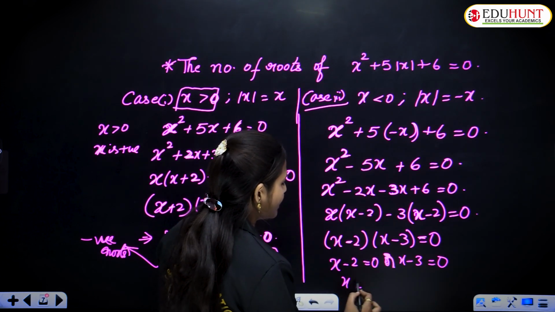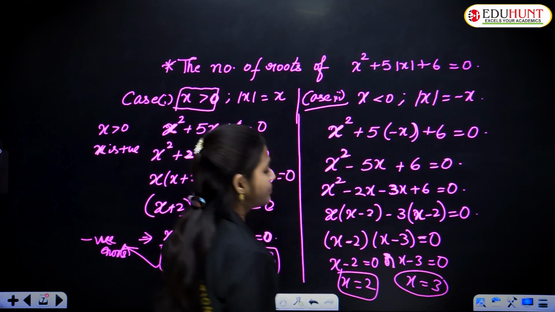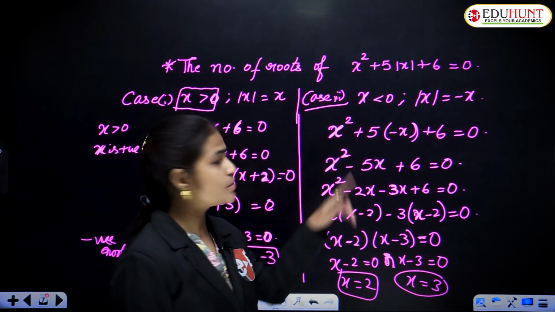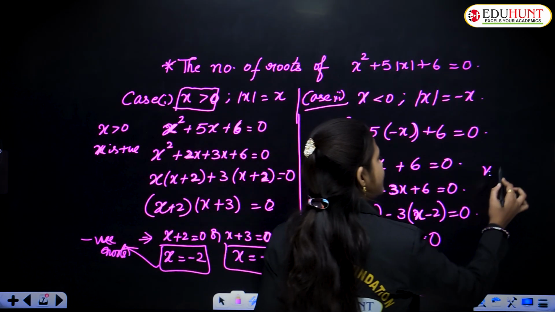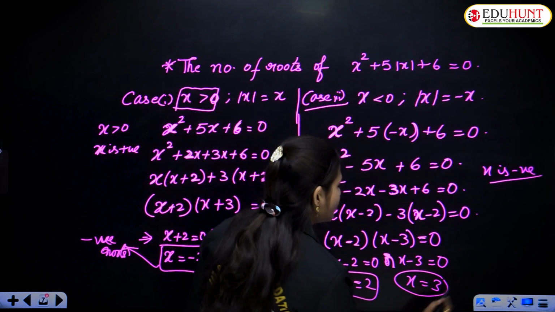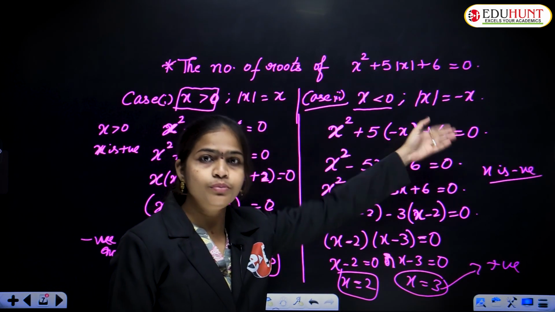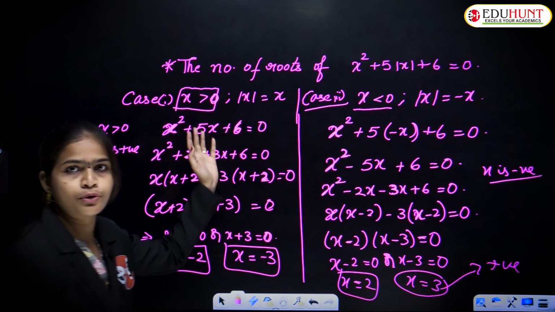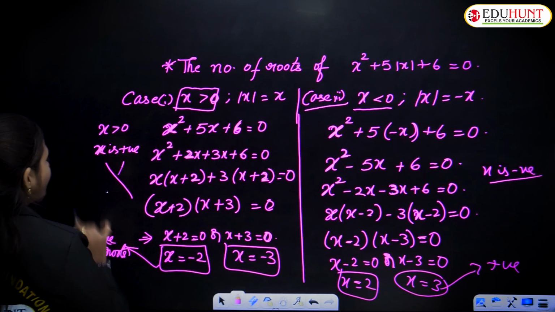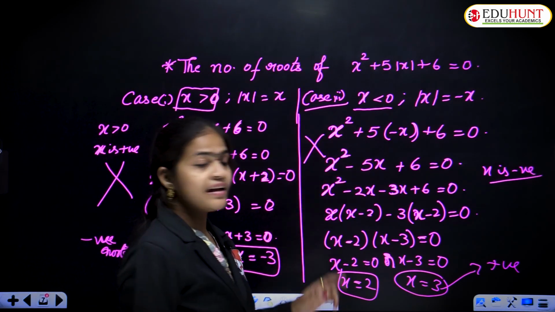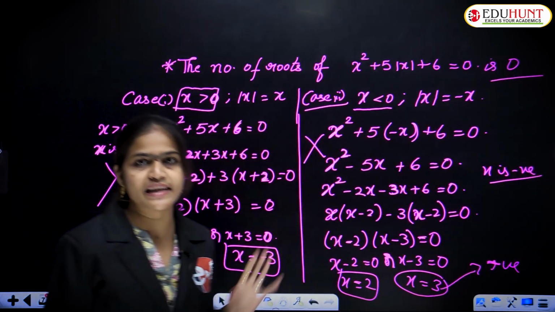So x = -2 becomes +2 and x = -3 becomes +3. Understand? So children, here also observe that we took x less than 0, which means x is negative, but here the roots are positive. So here also opposite sign. Here we took negative, but we are getting positive. Here we took positive, we are getting negative. So is it satisfying the condition? Not satisfying. Here also not satisfying. That's why the number of roots of the given quadratic equation is 0.